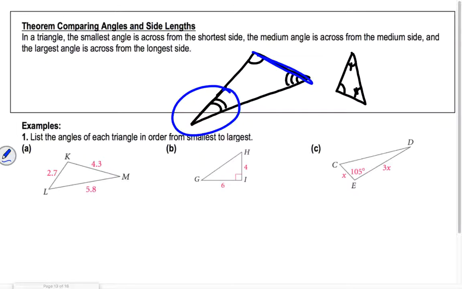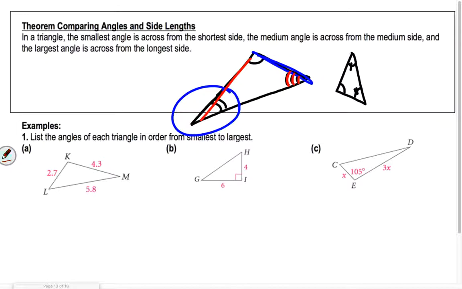Okay? Across from the medium angle. So this is the medium angle. Oh, no, wait, that's the large angle. Where's the medium angle? Medium angle, medium side, right? Large angle, large side. Does that make sense?